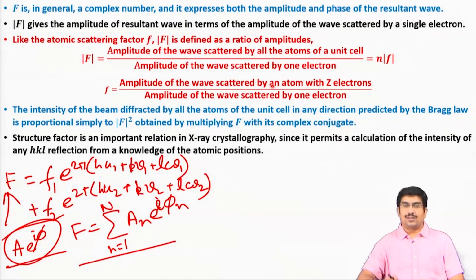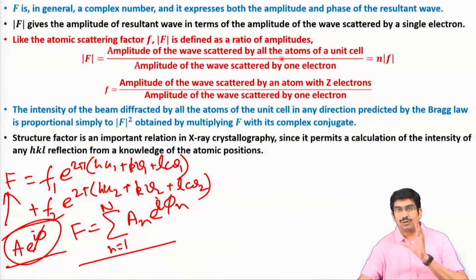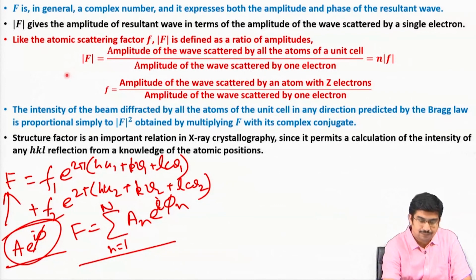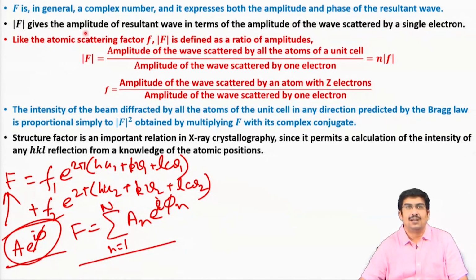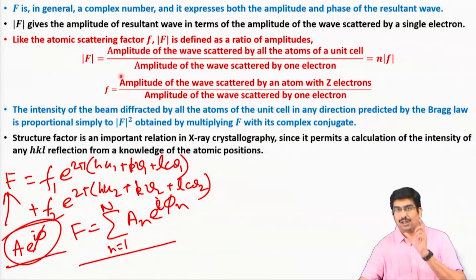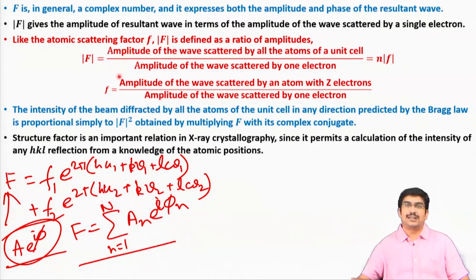So, this is how the structure factor and atomic factor are related, and this is how we can define the absolute value of the structure factor. Here this is the amplitude of the wave that is defining the structure factor, the amplitude of the wave coming out of the unit cell, and we can define that amplitude in terms of the amplitude of the wave scattered by one single electron.